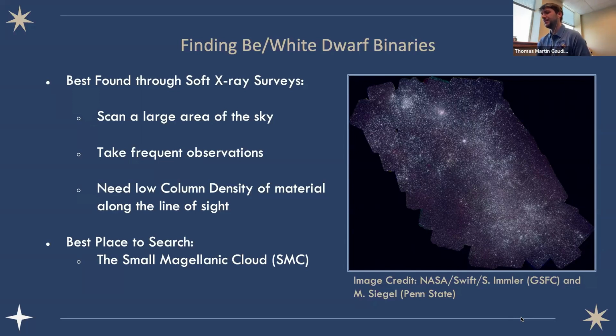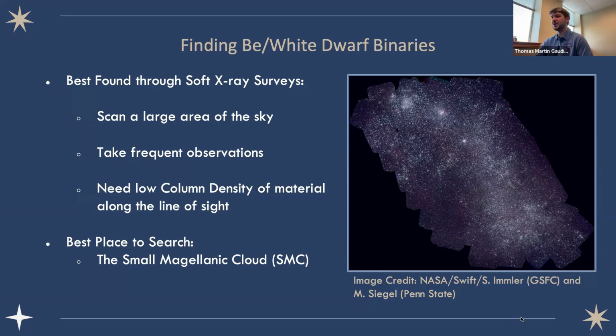Now, interestingly, the high mass X-ray binary population of the SMC is almost completely uniform. Almost every single high mass X-ray binary that we see in the SMC is a BE X-ray binary. This makes it a great place to search. It is also not too big. It's fairly easy to tile over it, so you can take frequent observations without having to dedicate an entire spacecraft mission to it.